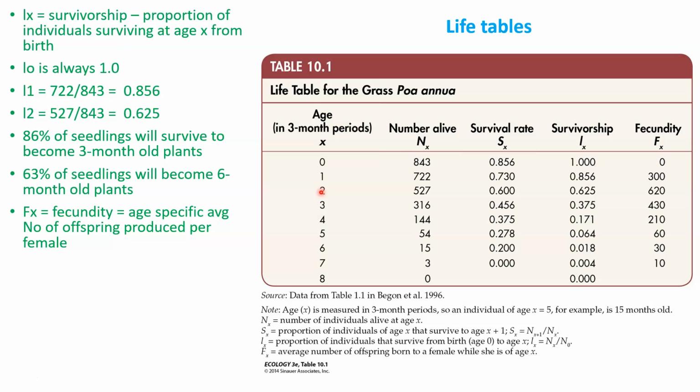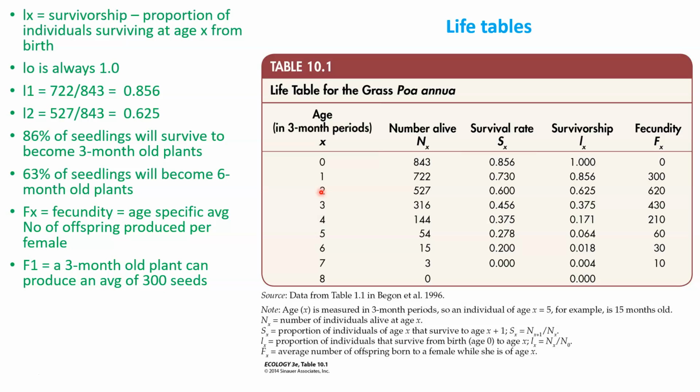So fx, fecundity, stands for the age-specific average number of offspring produced per female. Well, in simple English, it's the number of babies reproduced by females in a particular age class, right? So in this example, if you look at the 0 age class, what is the fecundity? 0.